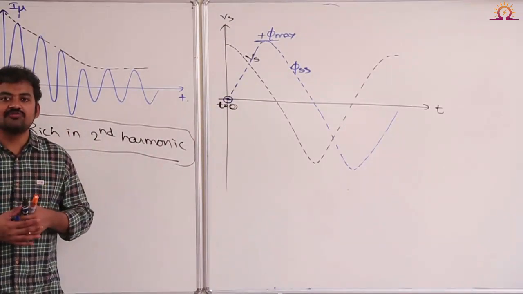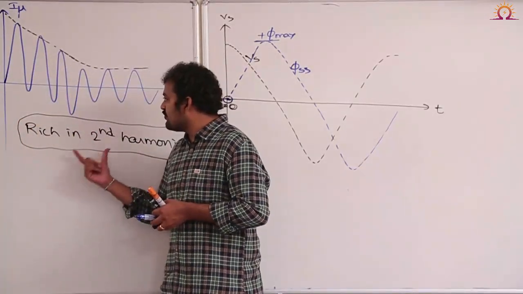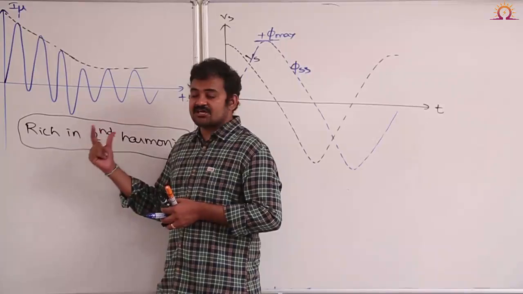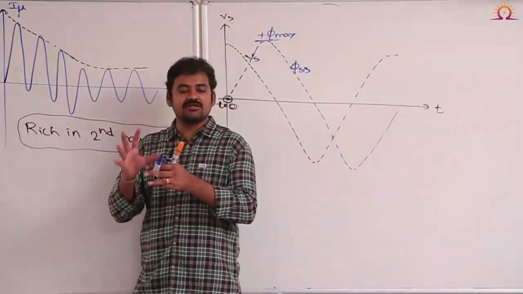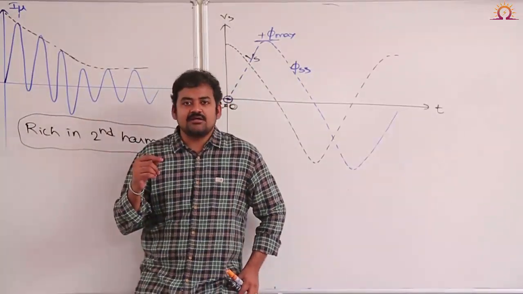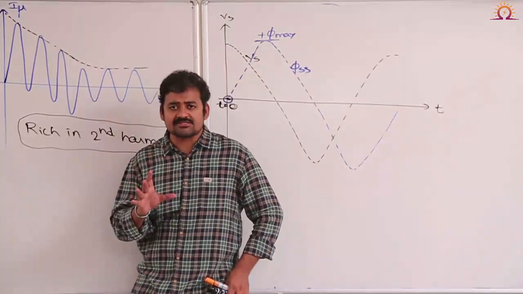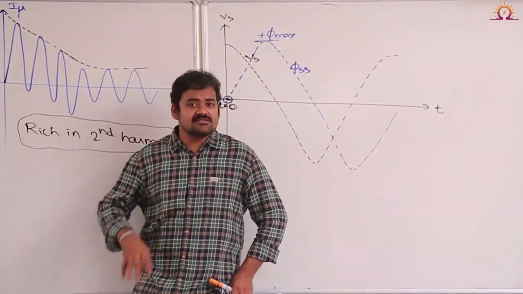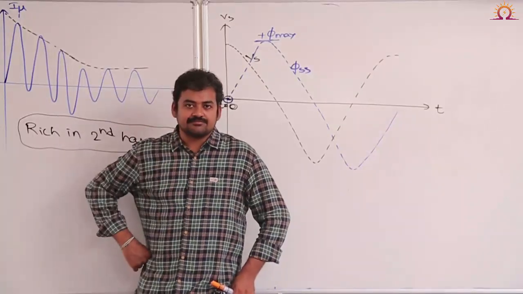The sum of the two will be a non-sinusoidal unsymmetrical waveform. Therefore, magnetizing inrush currents are rich in second harmonic component. Now the question here is, what is the magnitude of magnetizing inrush current? Yes, the magnitude of magnetizing inrush current is 15 to 20 times the rated value.